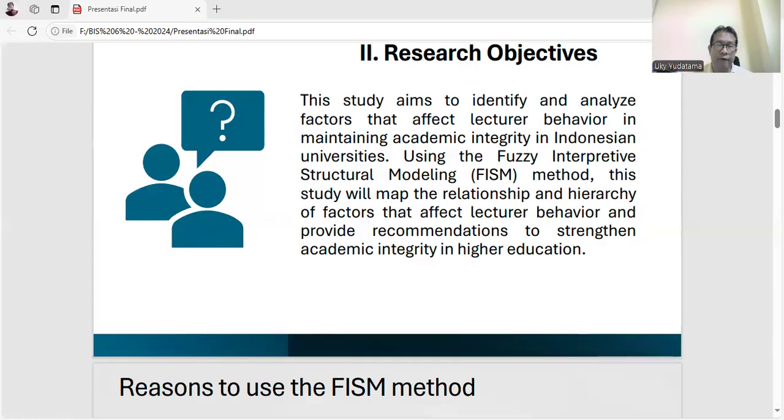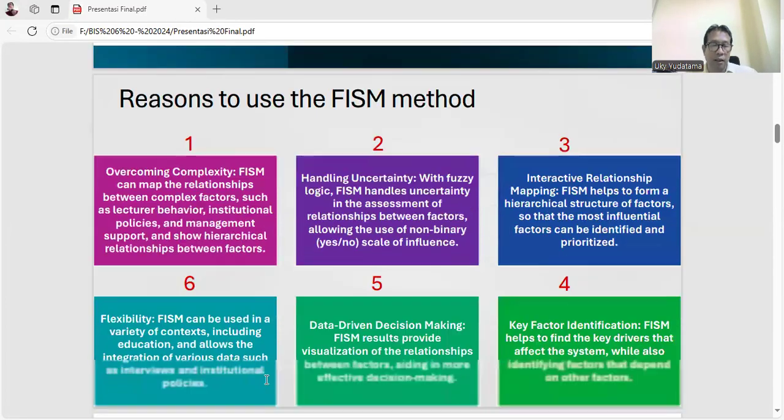In addition to the FISM methods, the fuzzy interpretive structural modeling (FISM) method is employed for several key reasons that enhance the effectiveness of the study. One, overcoming complexity. FISM is particularly useful in mapping the relationship between complex factors such as lecture behavior, institutional policies, and management support. It also helps in visualizing hierarchical relationships, which makes the system easier to understand.